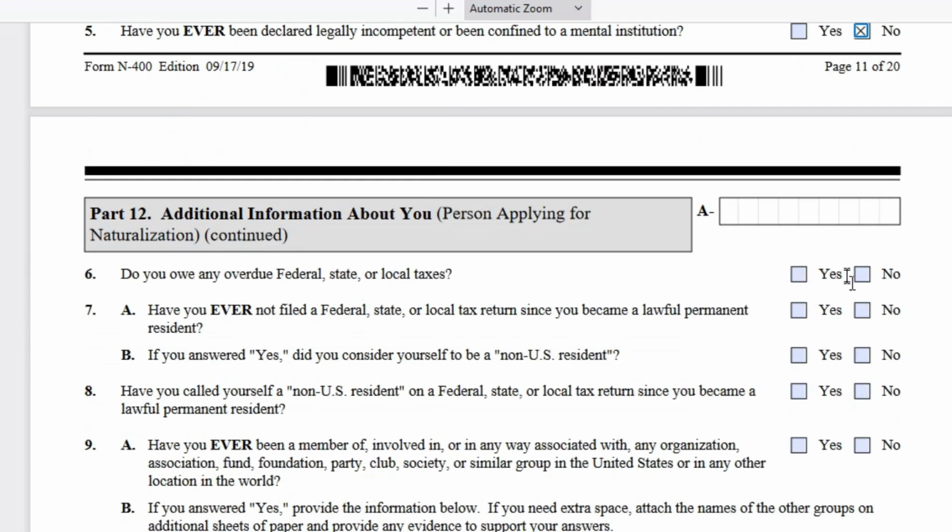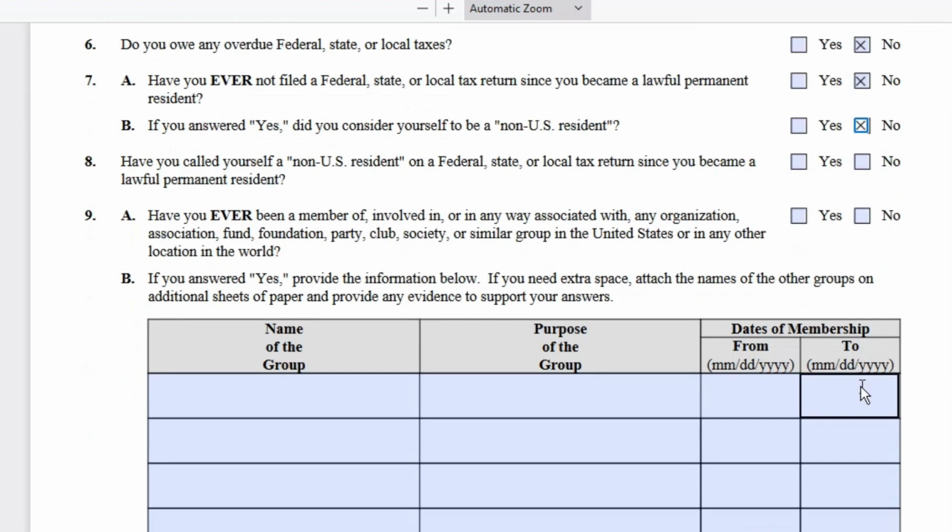Do you owe any taxes? Very important. If you owe taxes, you better clear them before you go for the interview. Have you ever not filed a tax return? You better file your taxes, like I say. And did you consider yourself a non-resident? A lot of people go and live abroad and they consider themselves non-resident. You cannot do that, okay? If you do that, you're going to have problems. So you're going to put no here, because if you did that, then you're going to have issues.